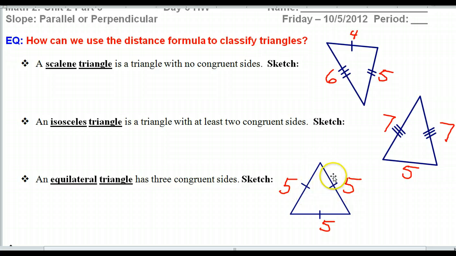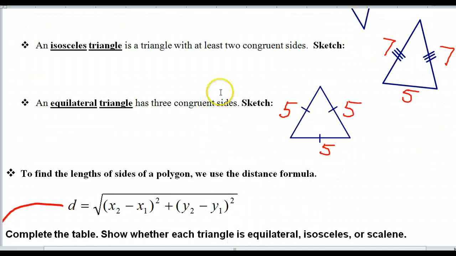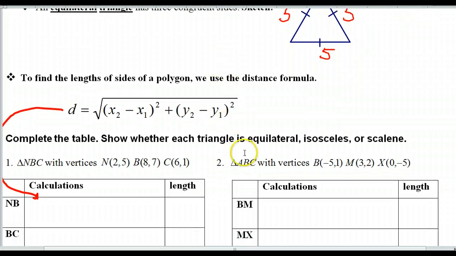So, in other words, an equilateral triangle is a special case of an isosceles triangle. Every equilateral triangle is also isosceles, but not every isosceles triangle is equilateral, as you can see by this example. Anyway, just wanted to point that out.